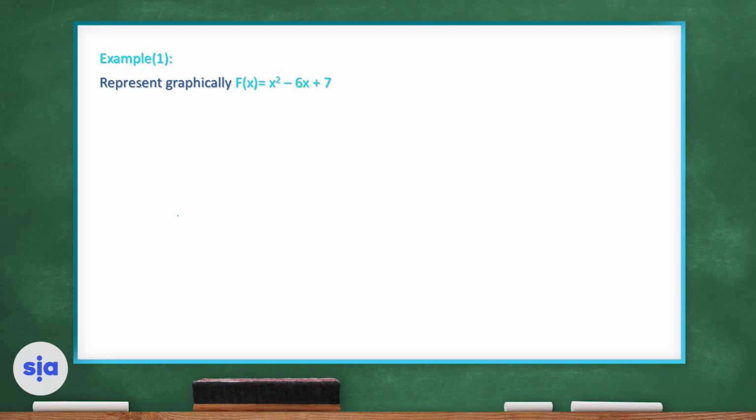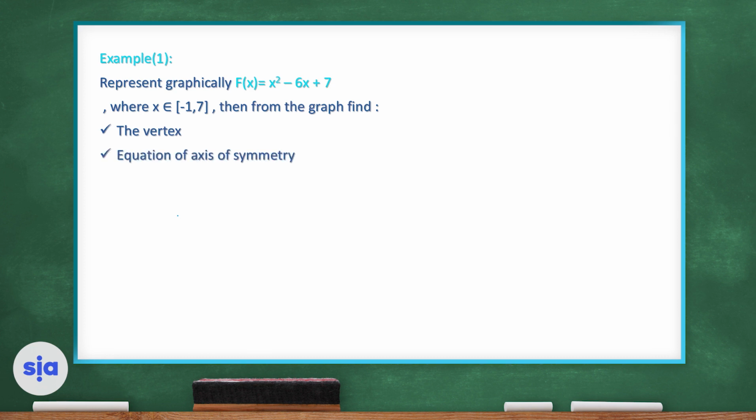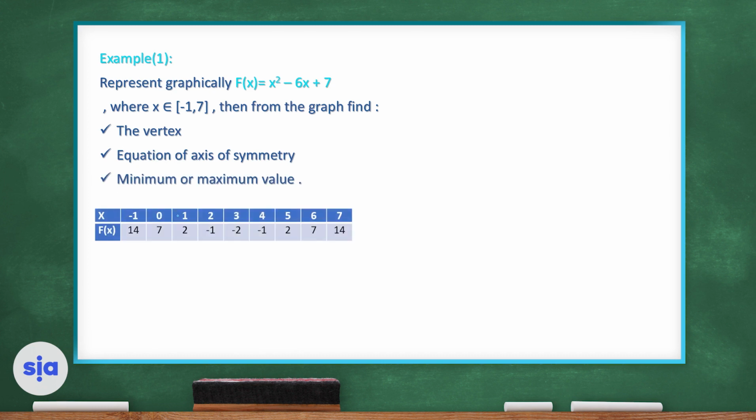In example 1, the question is asking us to represent the function f of x equals x squared minus 6x plus 7 graphically, where x belongs to the interval from -1 until 7, -1 closed until 7 closed. Then we're going to do the table of values, then draw the graph. After that, from the graph, we'll be able to find the vertex, the equation of axis of symmetry, the minimum or maximum value. Here's the table of values.